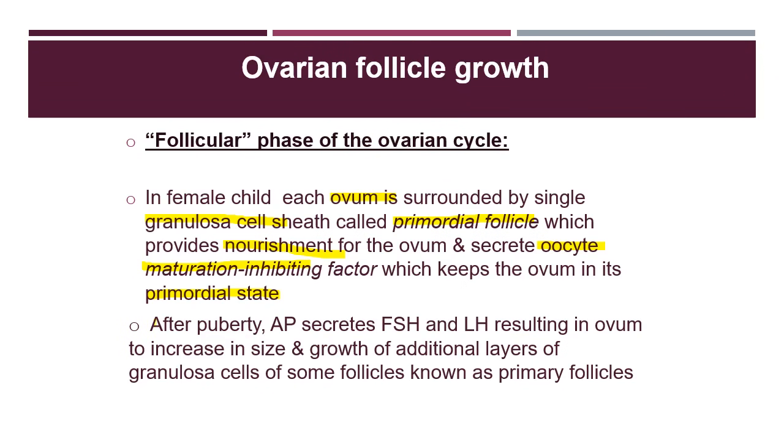After puberty, which takes place around 11 to 13 years old in females, when the anterior pituitary gland secretes follicle-stimulating hormone and luteinizing hormone due to the gonadotropin releasing hormone stimulus, then the ovum will increase in size and growth, and there will be additional layers of the granulosa cells, and then these follicles will be called primary follicles.